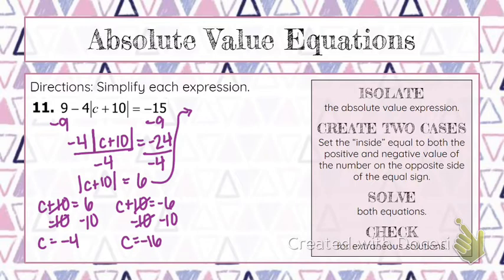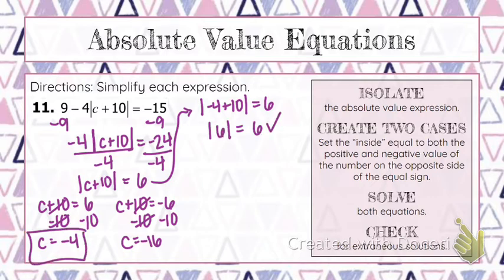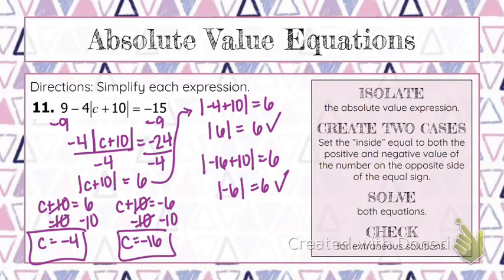So we have the absolute value of negative 4 plus 10 equals 6. This says the absolute value of 6 equals 6. That's true, so c equals negative 4 is an answer. Next, we have the absolute value of negative 16 plus 10 equals 6. This gives us absolute value of negative 6 equals 6. This is true, so c can also equal negative 16.